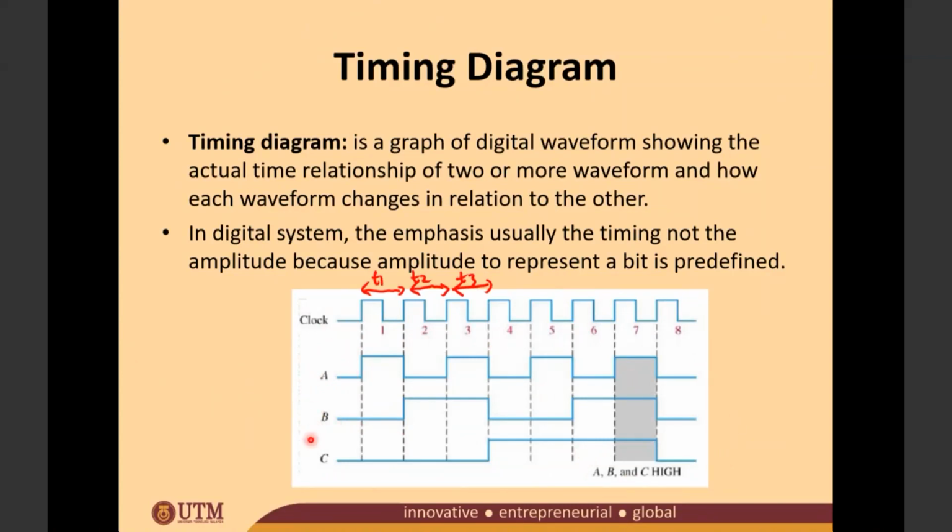Okay, so you have 3 waveforms. The first waveform we call waveform A. The second waveform we call waveform B, and the third waveform we call waveform C. So this is what we call a timing diagram. You have clocks and you have inputs. At the same time you will have outputs.